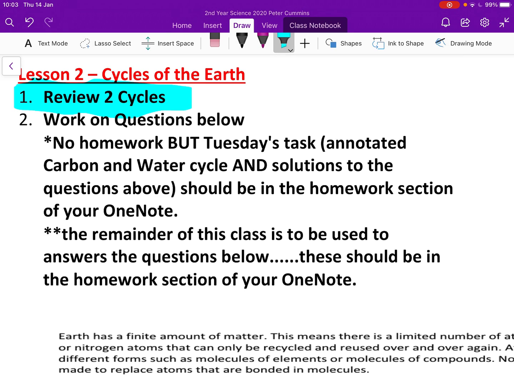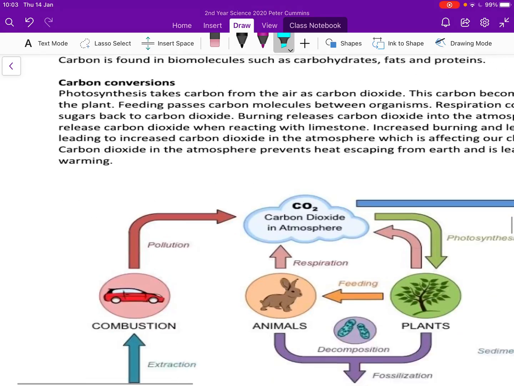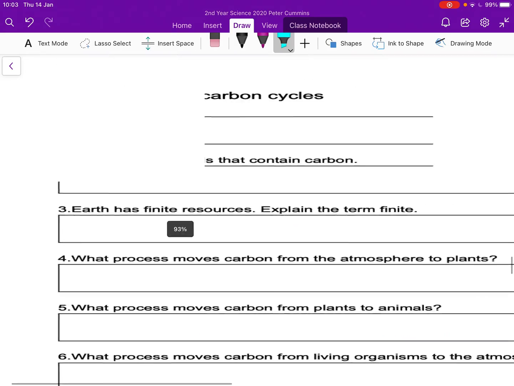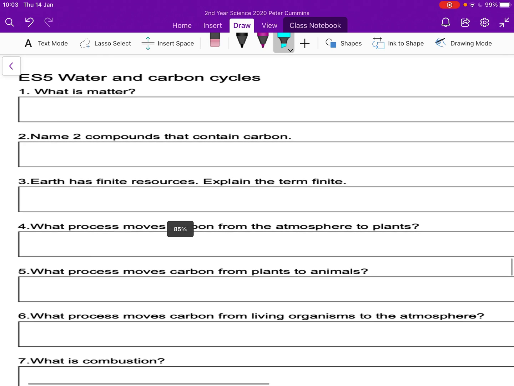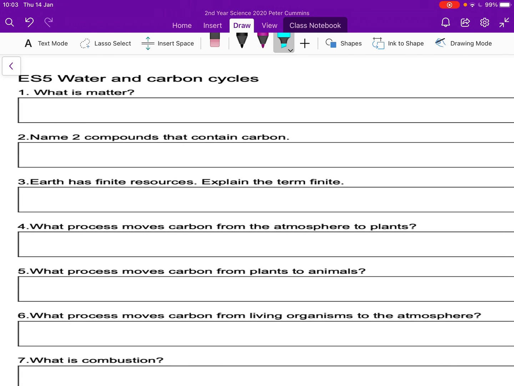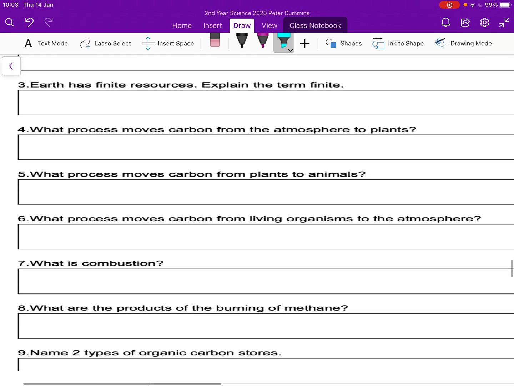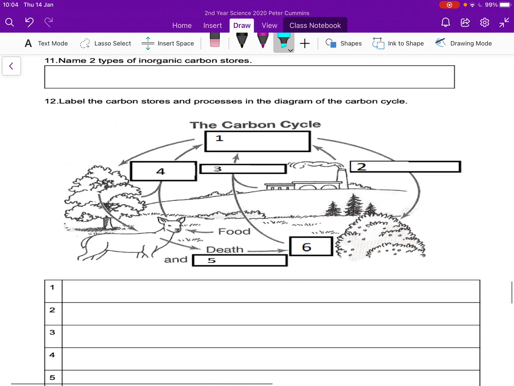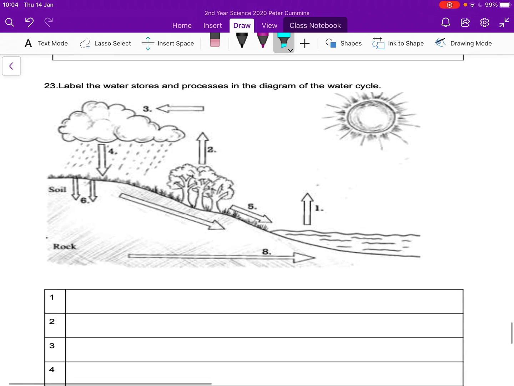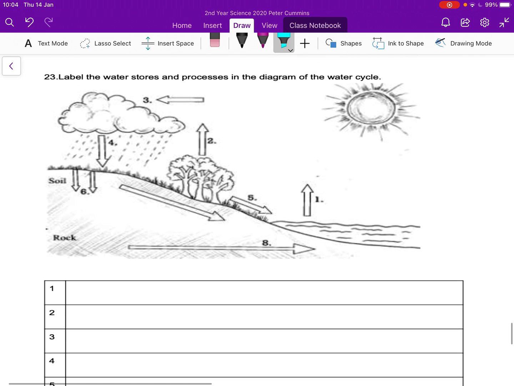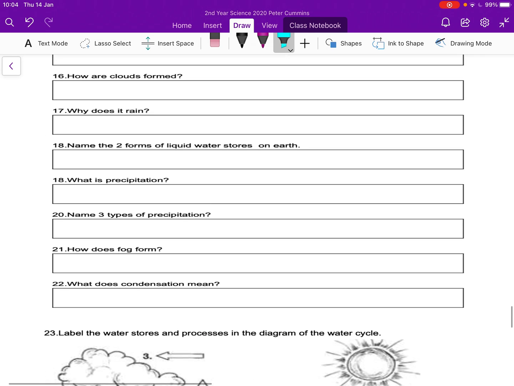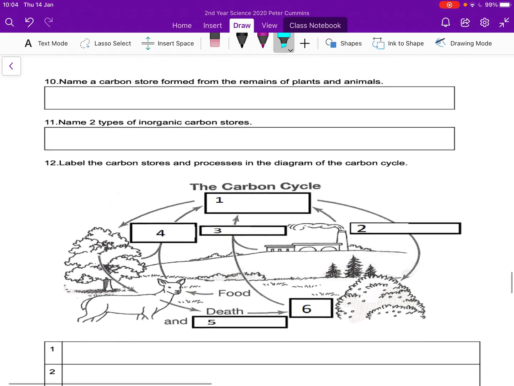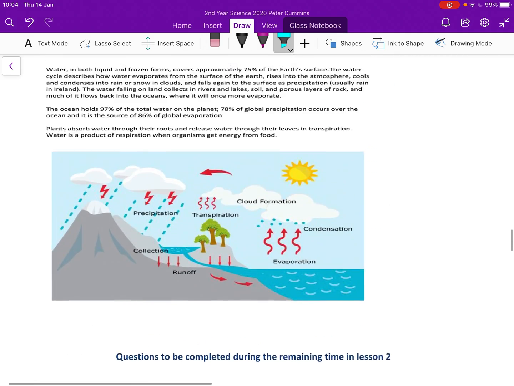The second thing I want you to do for the rest of the hour, and again, it's not homework, because you're going to do it as part of this lesson, is to go down here, where there are a lot of exam style questions. These are questions on the water cycle and the carbon cycle. For example: what's matter? Two compounds that contain carbon. Processes moving carbon around. There's a good few questions there, all really short answer ones. Each one takes a couple of seconds to do. There's work there on the water cycle, and that's it. It takes you through every possible question they could throw at us in and around the carbon cycle and the nitrogen cycle.